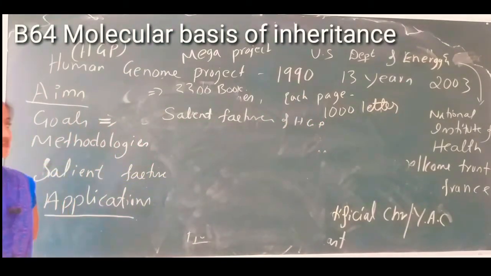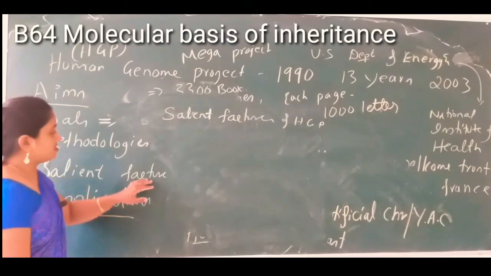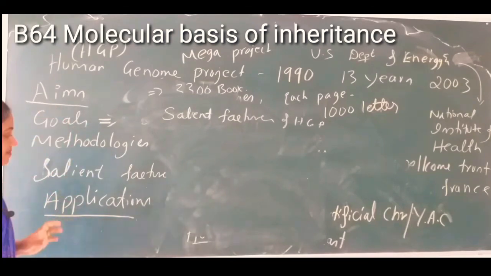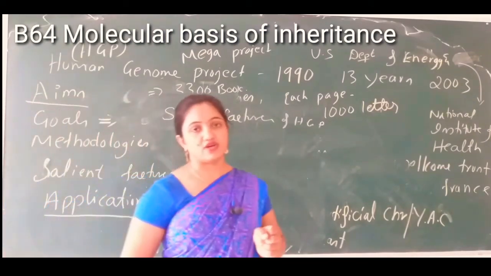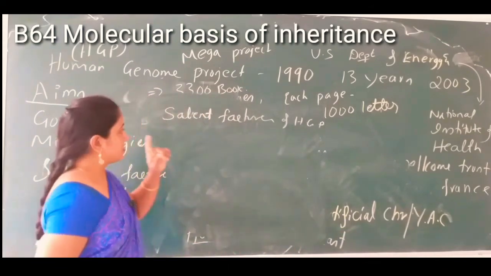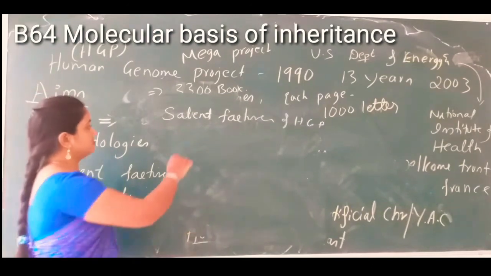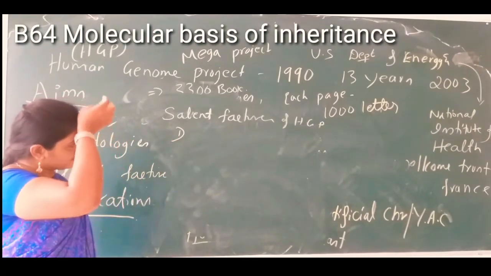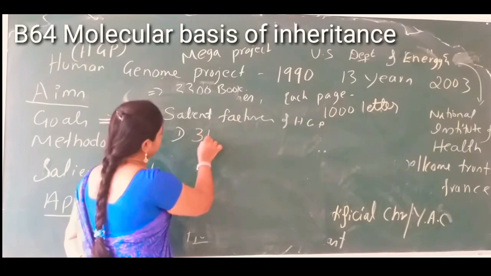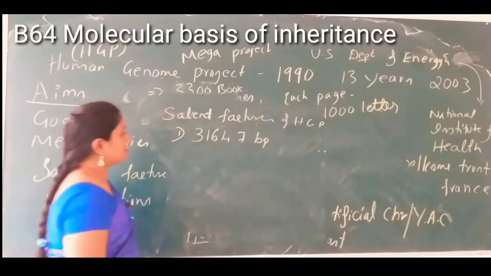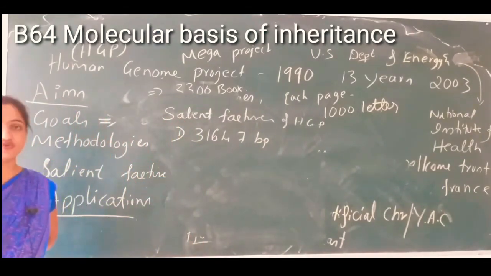Salient features are as follows. Remember, my dear students, the most expected question is salient features, for 5 marks, and the goals and applications. Maybe they'll ask you to write for 2 or 3 marks, but don't forget to learn these salient features. The first salient feature is that there are about 3164.7 million base pairs present in a human genome.